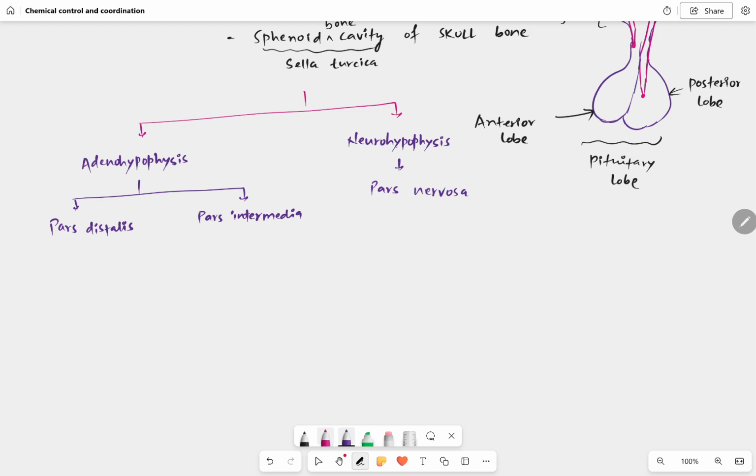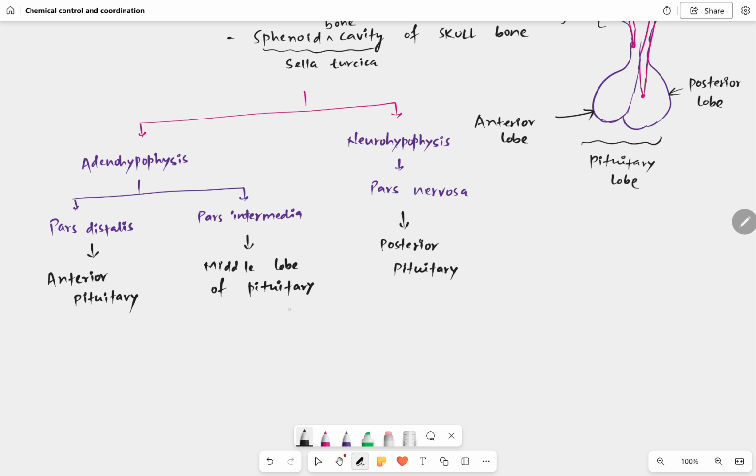This pars distalis is called the anterior pituitary. This pars nervosa is called the posterior pituitary. This pars intermedia is called the middle lobe of the pituitary.